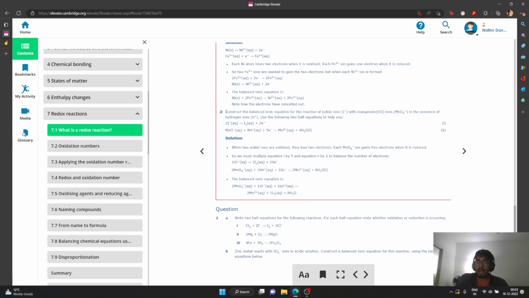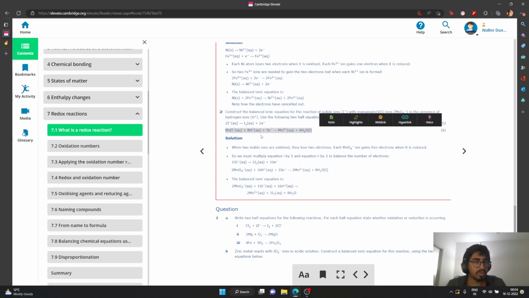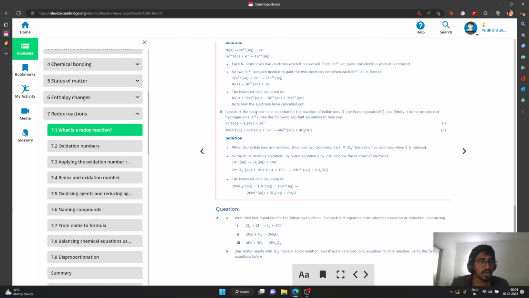Construct the balanced ionic equation for the reaction of iodide ions with manganate ions in the presence of hydrogen ions. Use the following two half equations to help you. Again, it's a similar question: we are given two half equations. They are more complicated, but they're still half equations, and they're asking us to get the balanced ionic equation. So let's look at it. The idea is we have to make the electrons the same. So we multiply this by some number and this by some number and then add them such that the electrons get cancelled. Try to attempt this on your own and then see if we get this as the answer. Okay, fair enough.